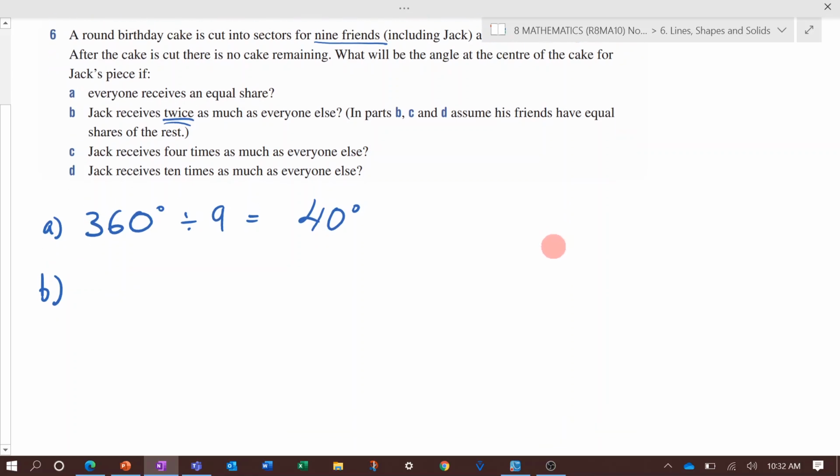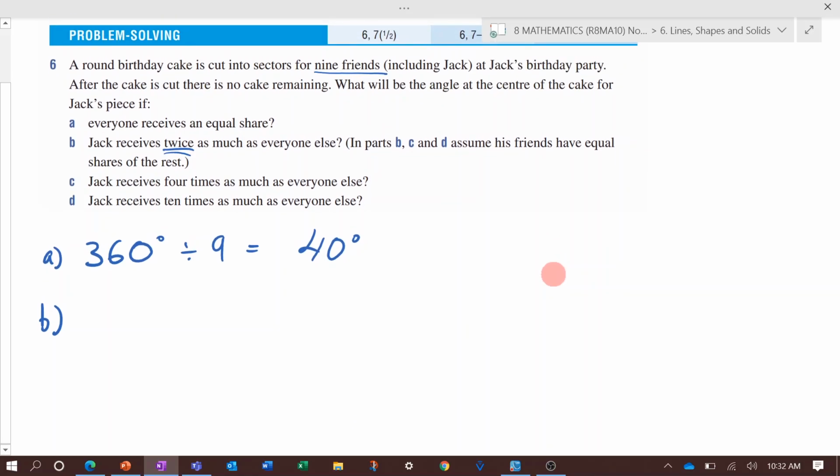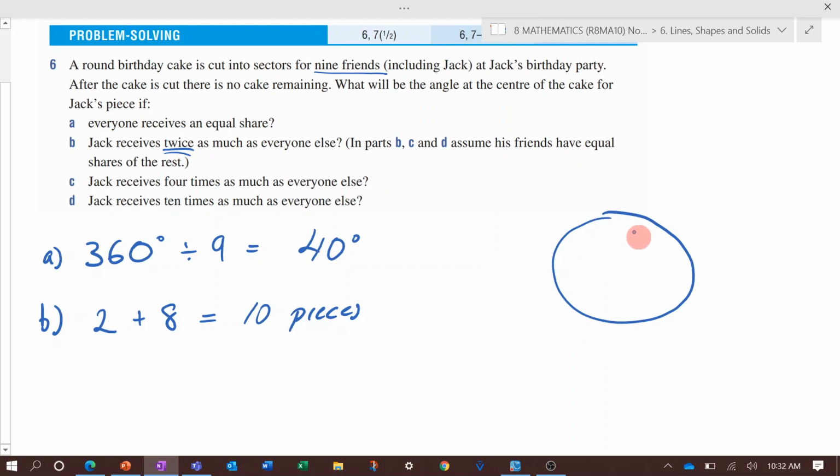I think the best way to think about this is, Jack receives twice as much. So that means he is going to receive 2 slices of cake, and then he's got 8 friends with him. So that means in total there's going to be 10 pieces of cake. So as you can see here, Jack is going to receive 2 of those slices, and then everyone else is going to receive 1. So that's 2 plus 8 is 10 pieces. So we're going to be cutting our cake up into 10 slices.